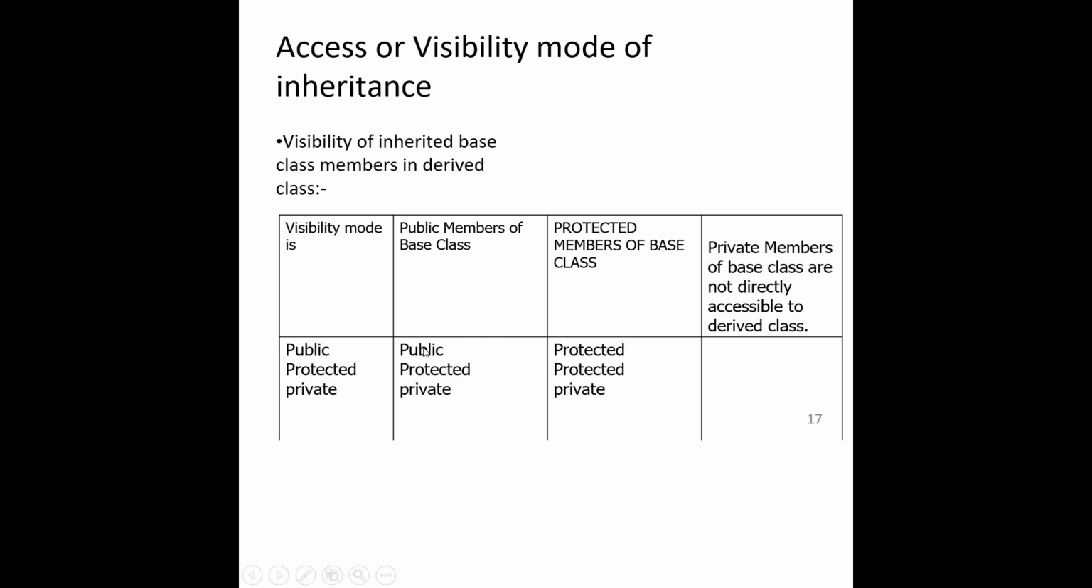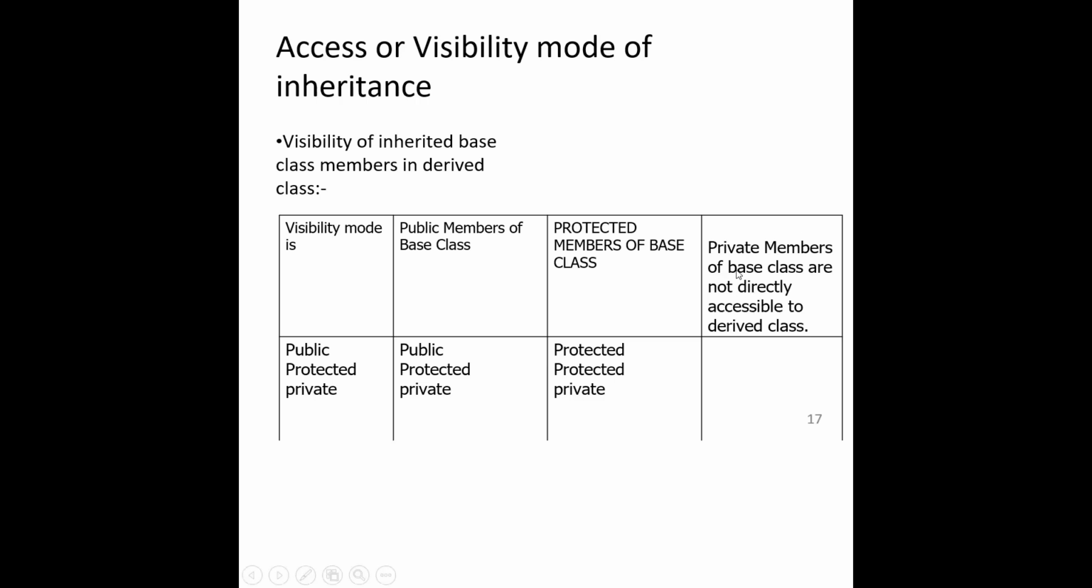For public members of the base class, if the access mode is public, it will be public. If protected, it will be protected. If the access mode is private, it will be private. Okay, the protected members of the base class: if the access mode is public, they will be protected; if protected, they will be protected as well. If private, the access mode will make them private only.